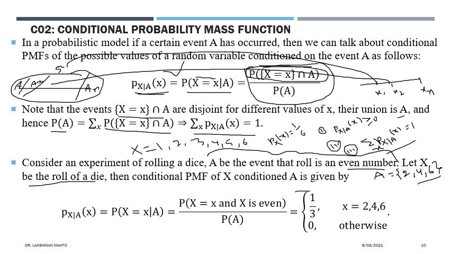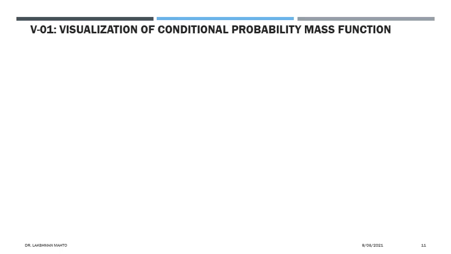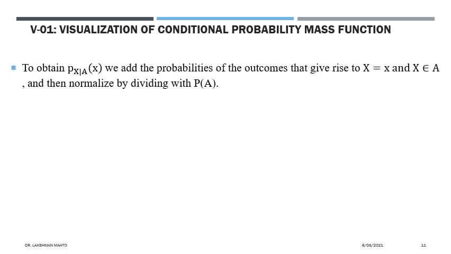Here we are introducing conditioning by some observed event or some observed value of the random variable. Now, how can we visualize this same conditional probability? So visualization, I have taken it here this way. To obtain the conditional probability mass function, we add the probabilities of the outcomes that give rise to X equal to x, and that x is coming from that observed event A. And further we do normalization by dividing by the probability of A.